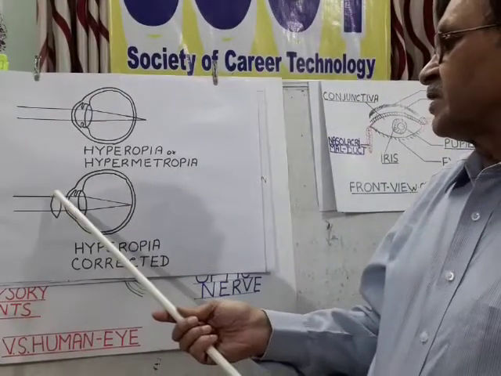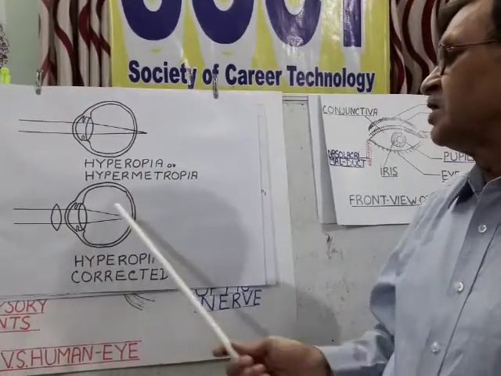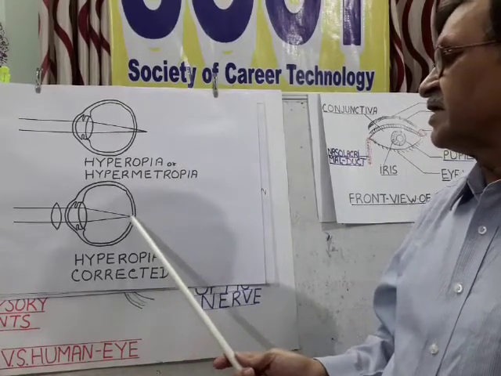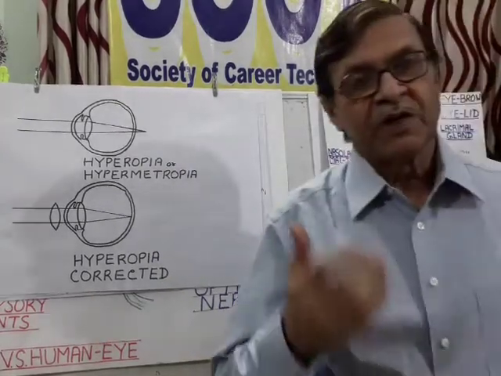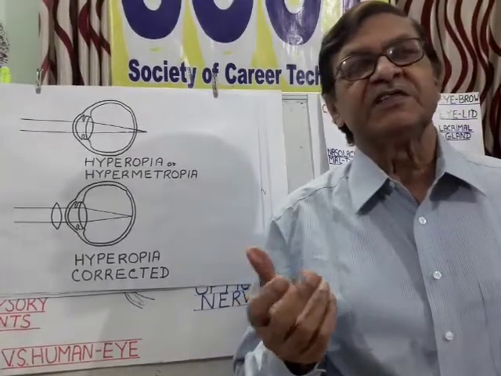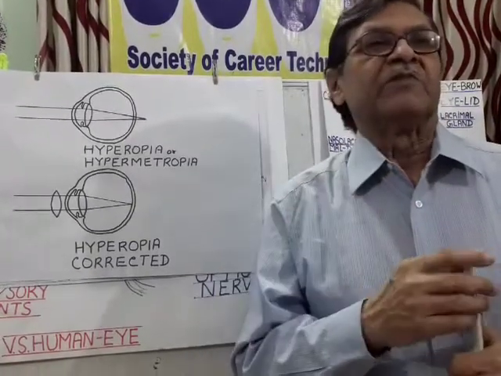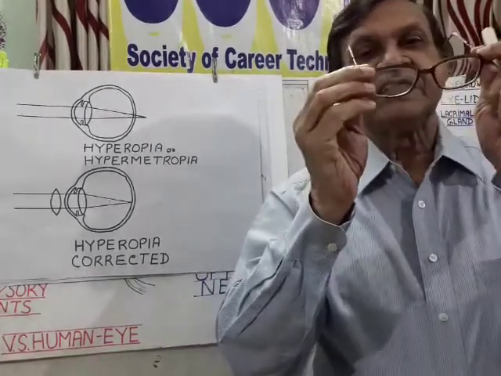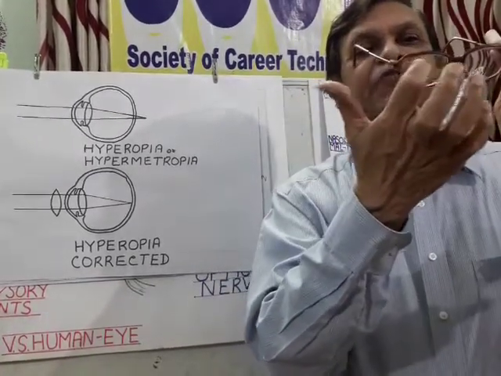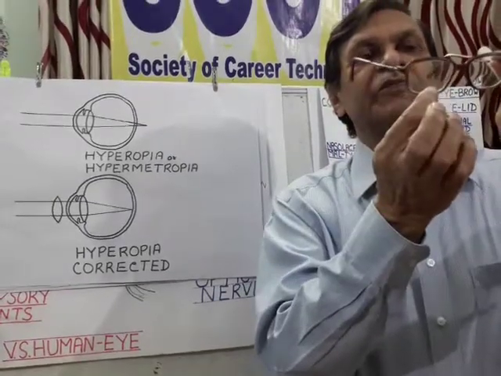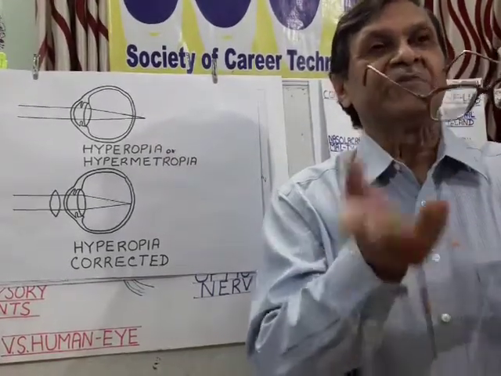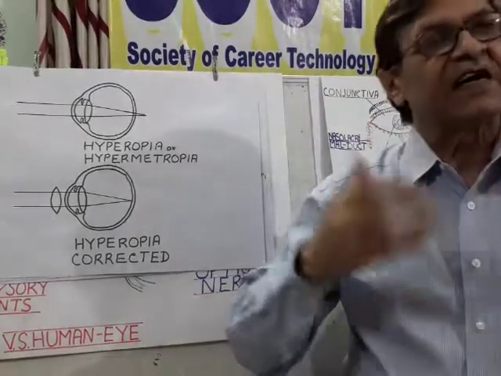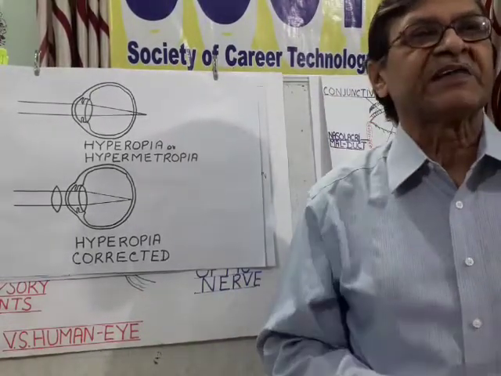So here a convex lens is used, which converges the light rays and the image is formed at the retina. Many old age persons have both problems. So they use the bifocal lens, in which the upper part is for distant vision and the lower part is for reading purpose. And so both problems are managed by the same spectacles.